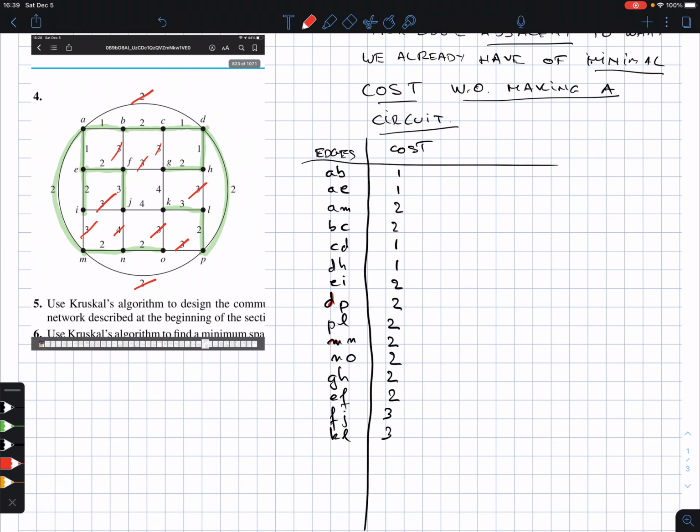Let's see, is there any one of those that I can take? If I would take this one, I would create this circuit. If I take this one, yeah, this would be this circuit, right? And this one would create also a circuit. I have to think a little bit, but I think that's one circuit here. So I think I cannot take anything else anymore. Now, let me verify.